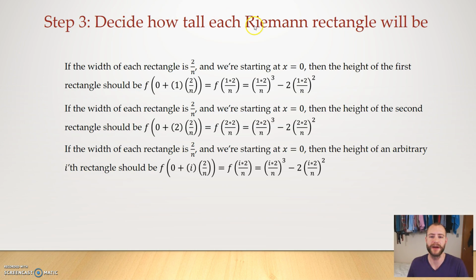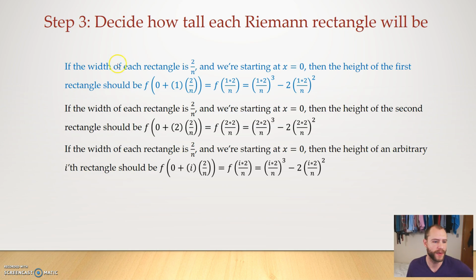Step 3, decide how tall each Riemann rectangle will be. Okay, so let's just go through a few. This is how I piece together my brain when I'm confused about this. I start with the first rectangle, and I say, how tall is my first rectangle going to be? I'm going to go over 2 over n. I know that for the first rectangle. And then I'm going to go up. I'm going to use this right endpoint and go up to the function. And whatever that function value is, that's going to be the height of my rectangle there.